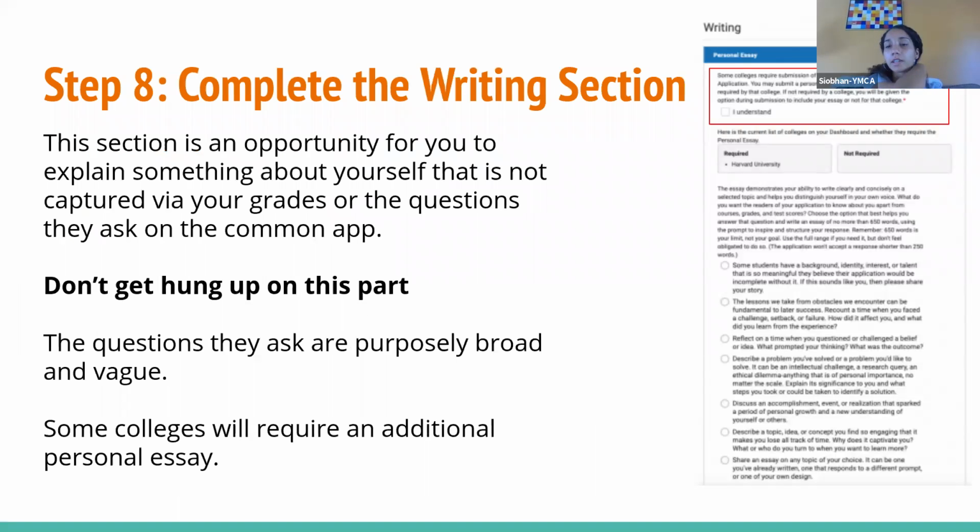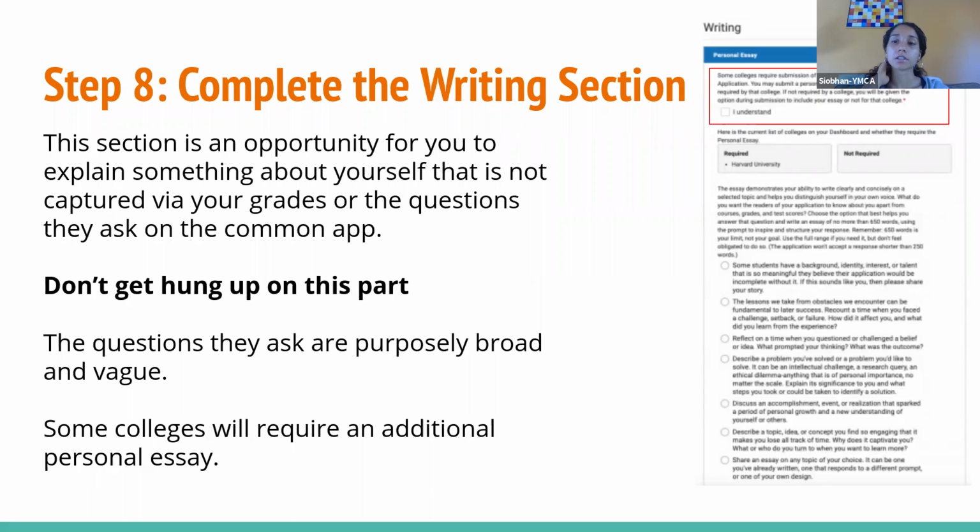Next is the writing section. I know you guys probably can't really see what the snapshot says in total detail or very clearly, because the image is a little blurry. But basically, the writing section is an opportunity for you to explain something about yourself that colleges won't be able to see by just looking at what your grades are like, or any of the other questions that they ask you on the Common App.